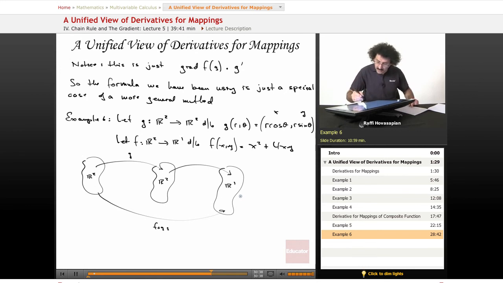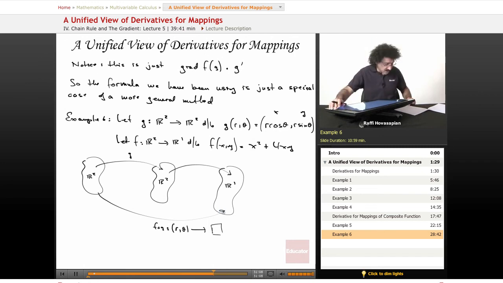Okay, in other words, f of G is actually going to take r theta and map them to some number, some function. So f of G is a function of r theta. G is a function of r theta. F is a function of xy. Xy are just variables. The composite function, which is a mapping from R2 to R1, is a function of the 2 variables r theta. That's it. That's all that's happening here.